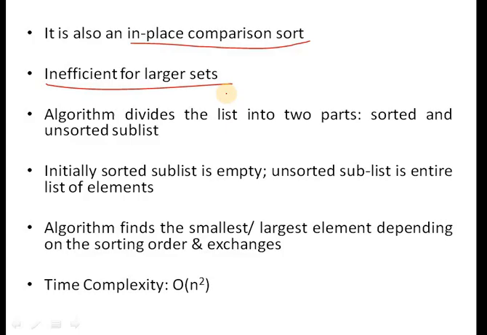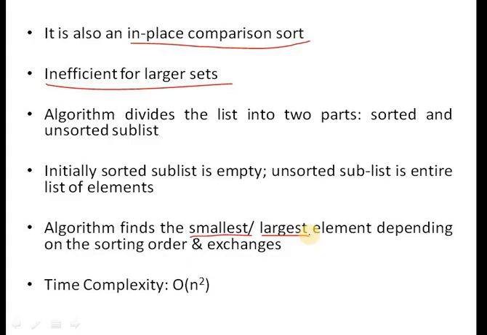In the selection sorting technique, the algorithm finds the smallest or largest element, depending upon the sorting order. If you want an ascending order list, you have to pick the smallest element. If you want descending order of your items, you have to pick the largest element. So the algorithm finds the smallest or largest element, depending upon the sorting order, and exchanges accordingly.